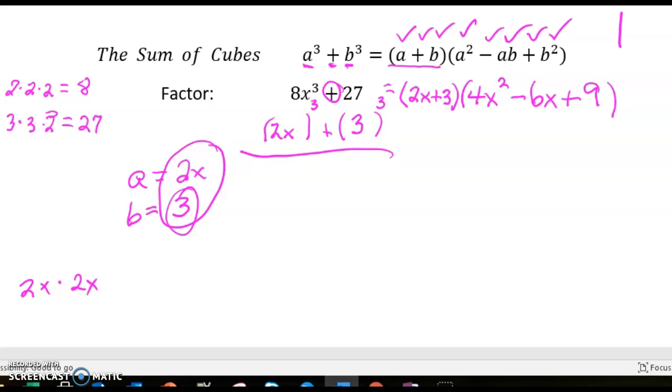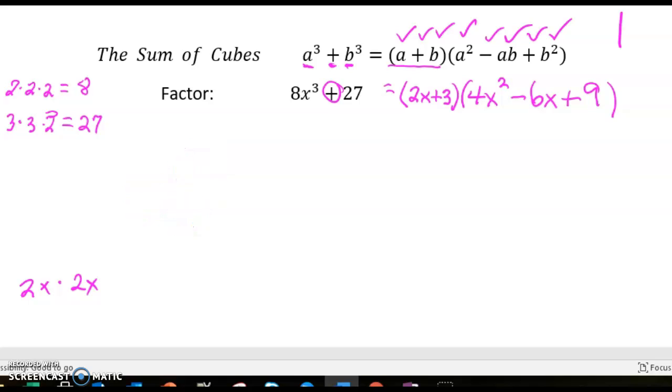Okay, I'm going to erase that so I have a little bit of room. And I want to talk about once we have it factored. Once we factor our polynomial, we set our factors equal to 0. So if we do that, we have 2x plus 3 equal to 0, and 4x squared minus 6x plus 9 equal to 0.